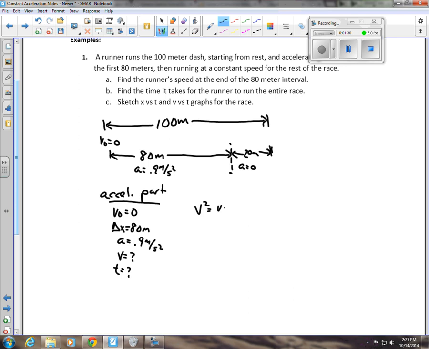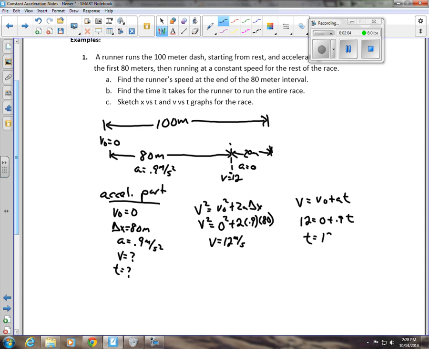I'll use v squared is v0 squared plus 2a delta x. I get v squared equals 0 squared plus 2 times 0.9 times 80. But if I solve that, I'll end up with a velocity of 12 meters per second. So right here, I just found that his velocity is 12. Then I can use this equation to find time. So 12 equals 0 plus 0.9t. And if I solve that, I'll get a time of 13.3 seconds. So that was the time for the first part of the race.